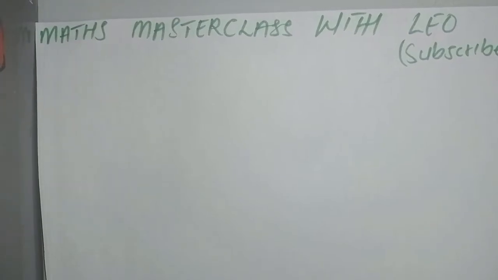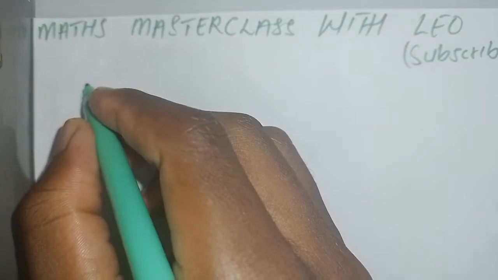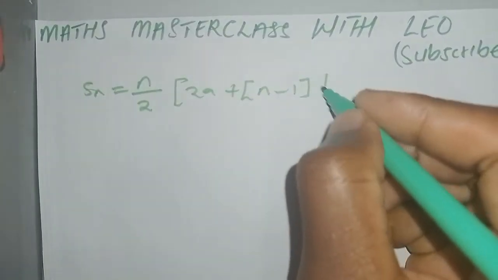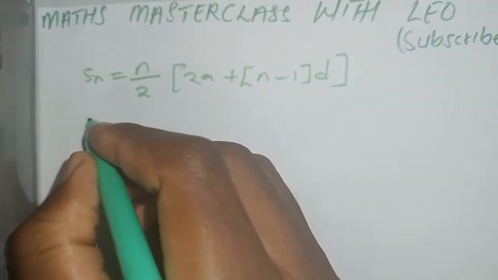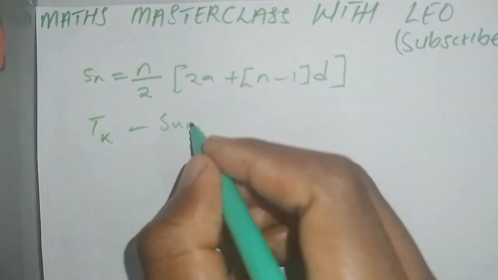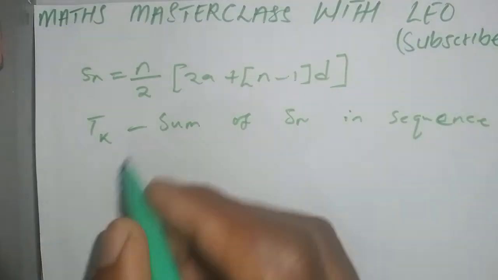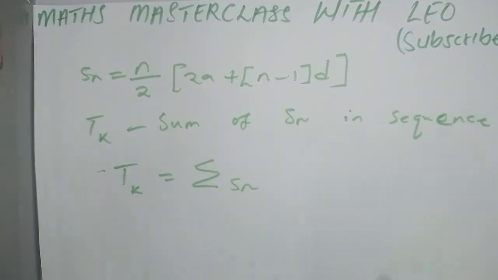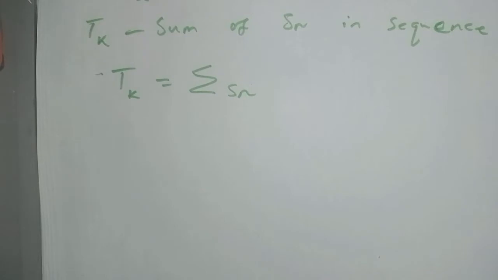Let me get another paper. Okay, now there's another equation that we can use to calculate the value of Sn, which is Sn equals n divided by 2 into 2a plus (n minus 1) d, right? That is my formula. Then, you also need to know this, Tk. Tk is the sum of Sn in the sequence, right? Then the formula can be written as Tk equals Sn, like that.